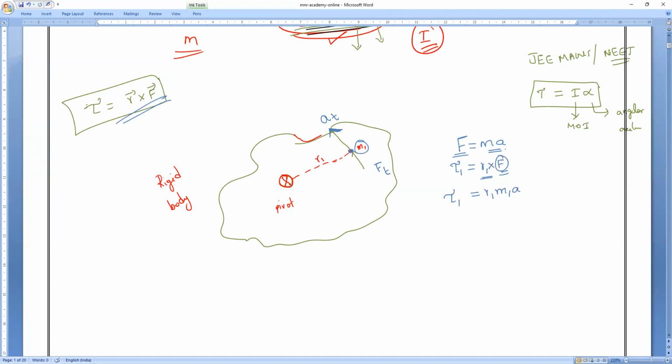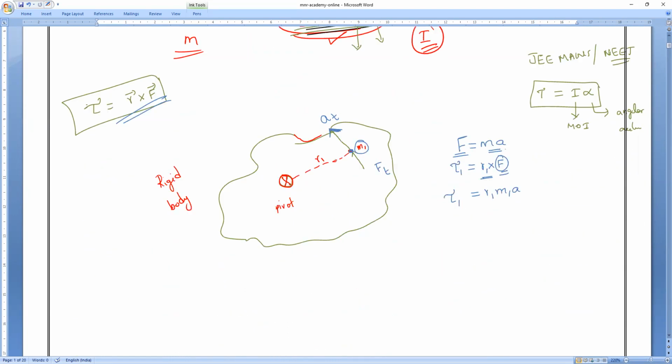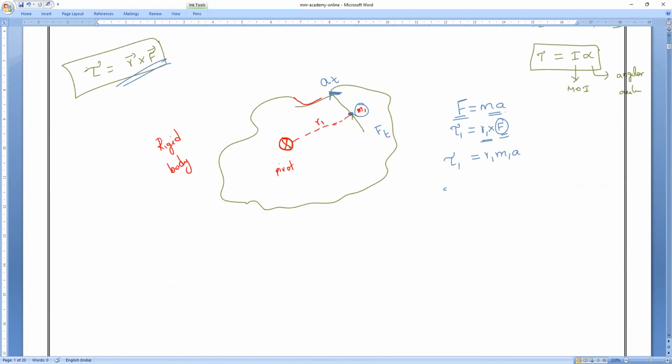Now we all know acceleration and angular acceleration. What is the relation between acceleration and angular acceleration? It is R alpha. So what will tau 1 become? Tau 1 is equal to R1 times M1 into R alpha.